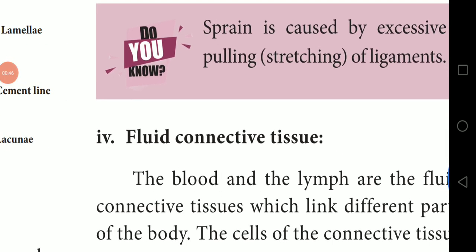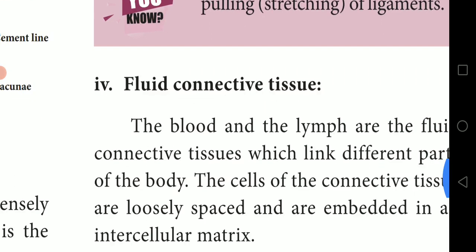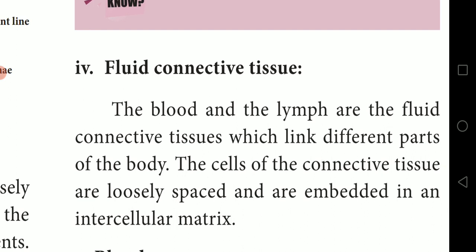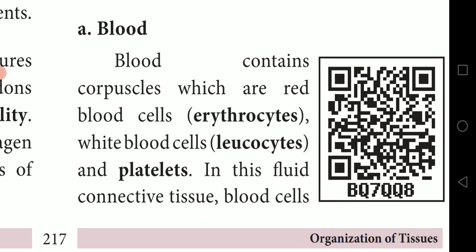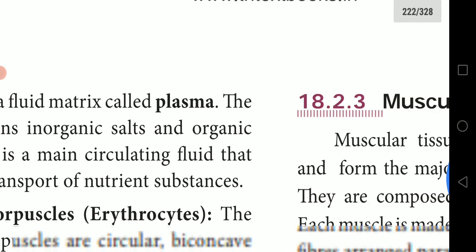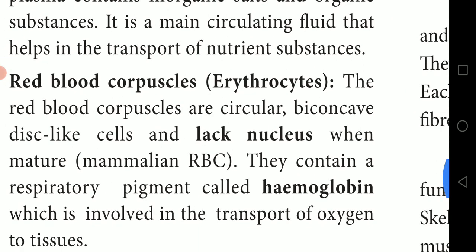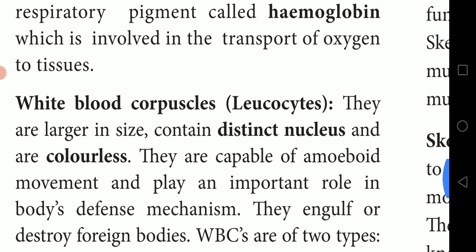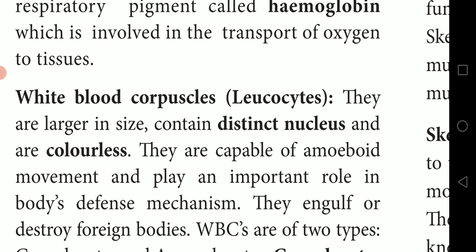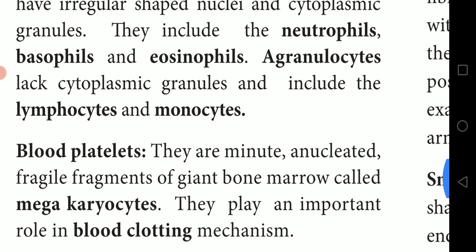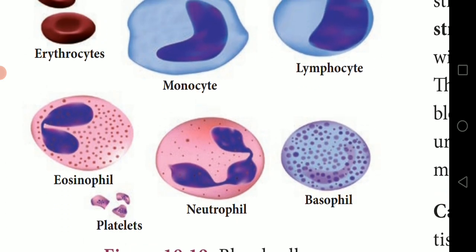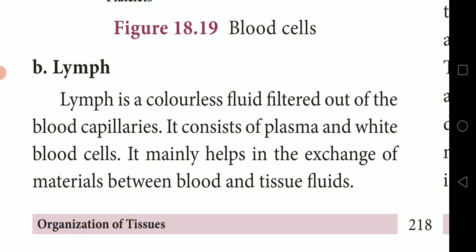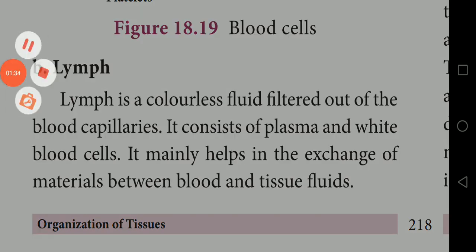Last video class, we have seen what is fluid connective tissue. The fluid connective tissue is composed of blood. Here we have seen what blood is and the different types of blood cells: RBC, that is red blood corpuscles, another name of RBC is erythrocytes; then white blood corpuscles, another name of WBC is leukocytes; and blood platelets. These are the different types of blood cells we have seen in the last class. And we have also seen what is lymph.